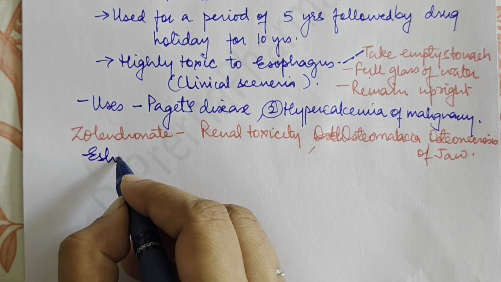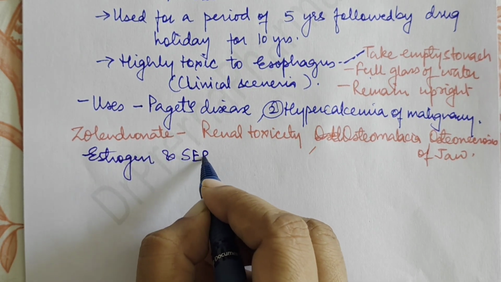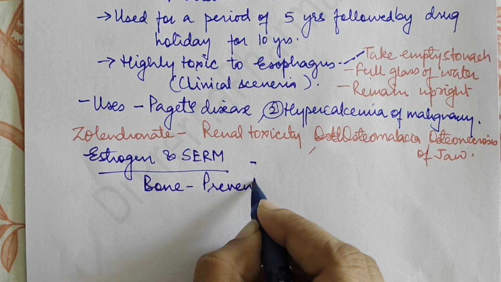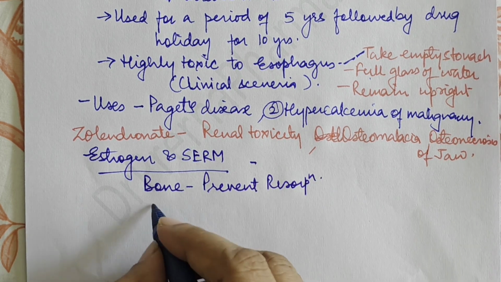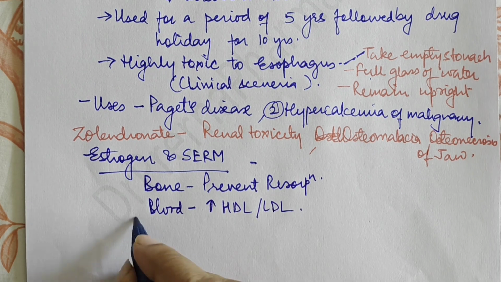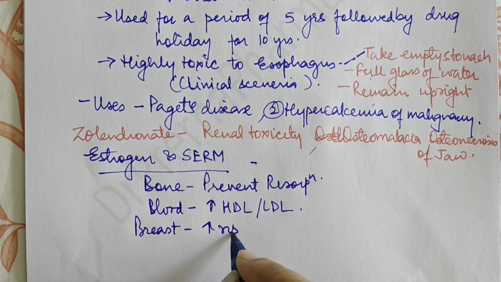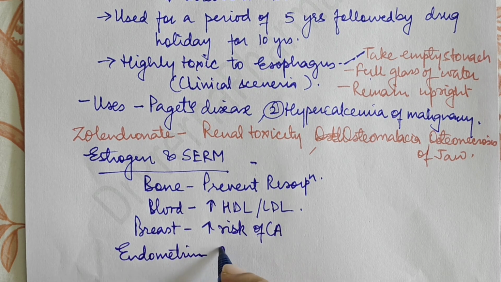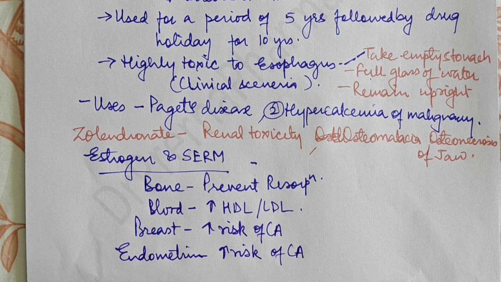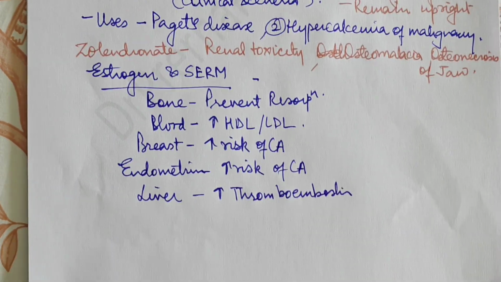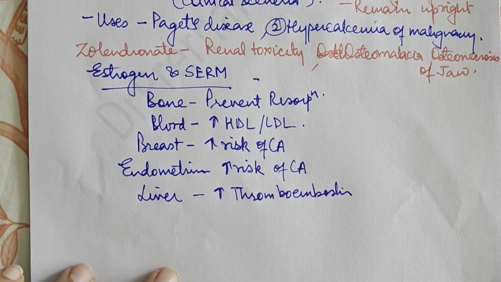Then we come to estrogen and SERM. Now estrogen and SERMs, what they do is on the bone they prevent the resorption of bone. On the blood they increase the HDL to LDL ratio. In the breast they cause increased risk of carcinoma. In the endometrium they cause increased risk of carcinoma. In the liver they cause increased thromboembolism risk because they increase the clotting factors, right? So these are the actions produced by the estrogens and SERMs.